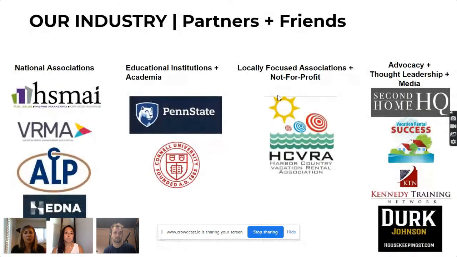And then we're working with lots of different organizations to provide education. So these are other lodging associations here on the left. Then you have educational institutions with hospitality programs that we've partnered with. Penn State is a core partner right now, working on a research paper. And then obviously there are locally focused associations, many that are born out of regulatory conversations happening. And our goal is just to support those members with education in any way we can. And then working with folks on the advocacy, thought leadership, and media, current events side as well.